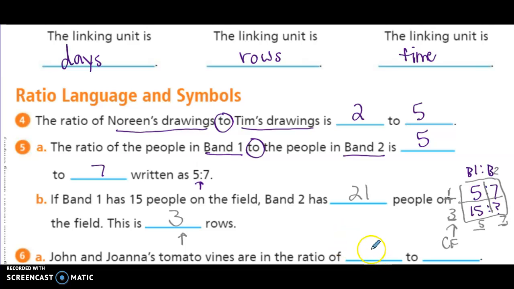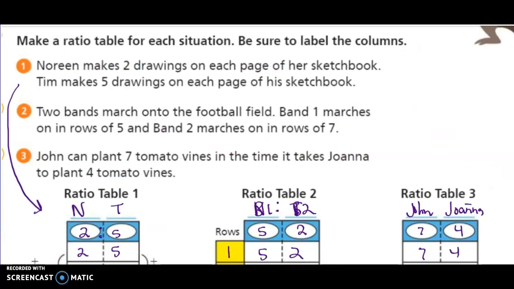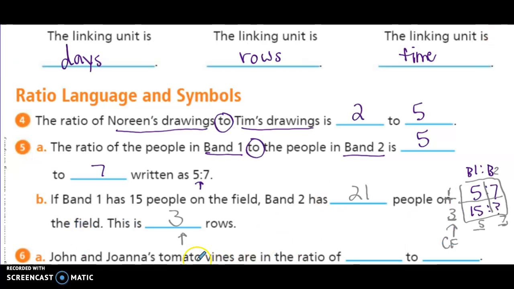John and Joanna's tomato vines are in the ratio of, I forgot, so I have to go back to the other page, 7 to 4. Notice, even though it goes from greatest to least, you still follow the order of John to Joanna. John's number comes first in the ratio and Joanna's comes second. That should be the bottom half of page 27. You can pause the video at this time and go to your Think Central workbook page and fill in these answers, because I gave them to you, and practice storing answers in your digital workbook in Think Central.